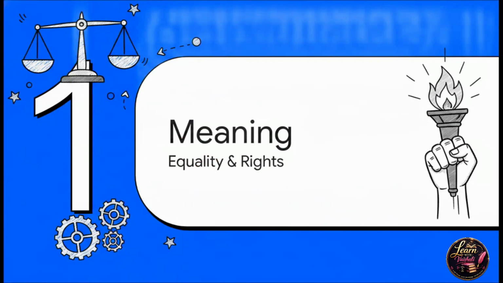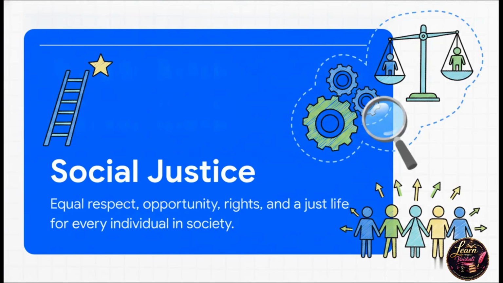Okay, let's jump right into Section 1, the meaning of social justice, specifically looking at equality, opportunity, and rights. So what exactly is it? When we strip away all the complicated jargon, social justice fundamentally means providing equal respect, equal opportunity, equal rights, and a truly just life to every single individual in society.